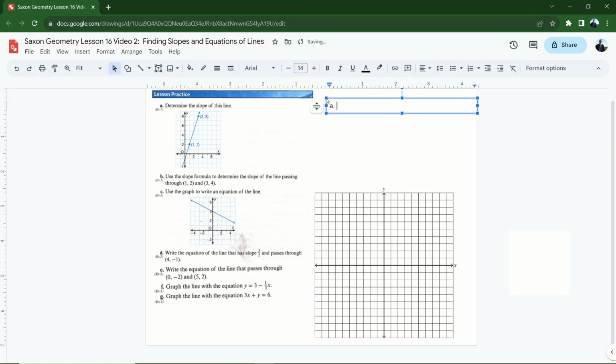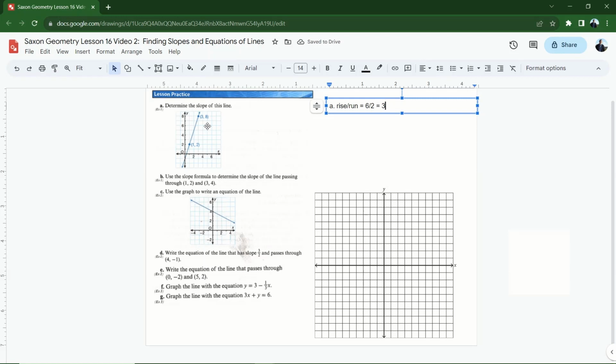So for letter A, I'm just going to be doing rise over run equals, let's see, what is the rise? 1, 2, 3, 4, 5, 6. The rise is 6 over a run of 1, 2, is it just 2? 1, 2. 6 over 2. And I need to simplify my fraction here. 6 over 2 equals 3. It has a slope of 3.